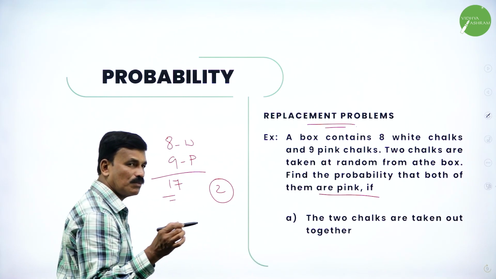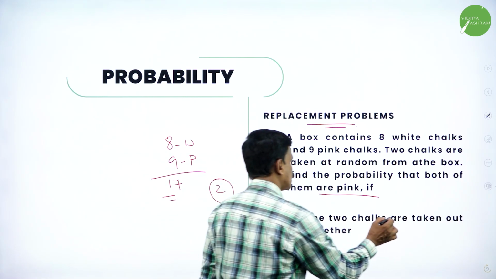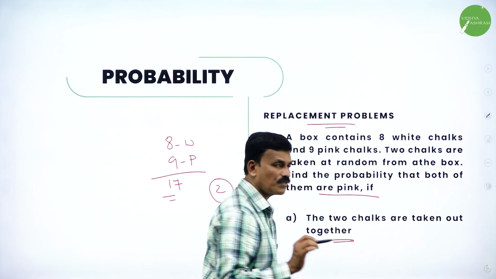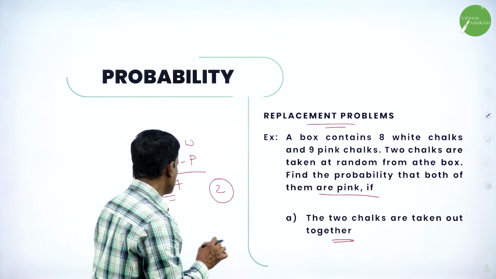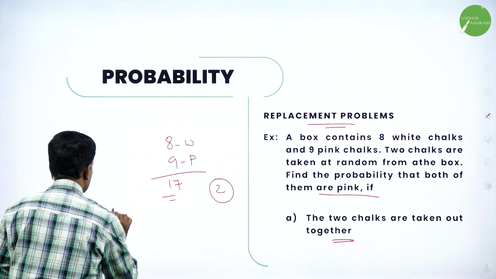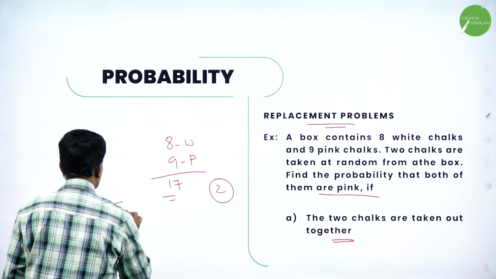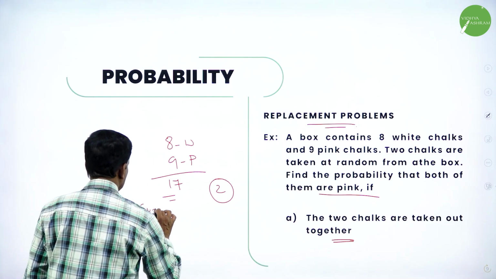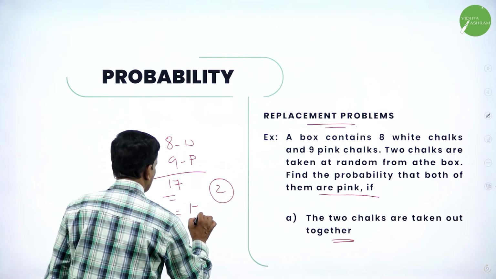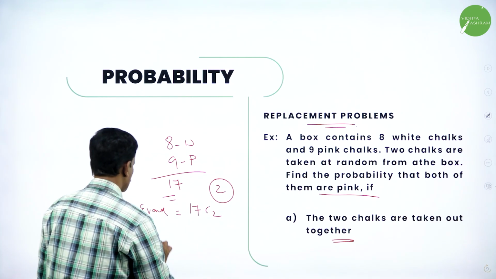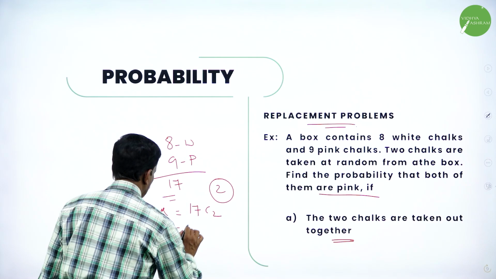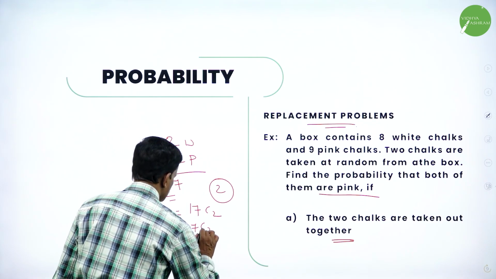So the total number of possible events: here, the 2 chalks are taken out together. First find out the number of possible events. The number of possible events is 17C2. So this is N of S. N of S is equal to 17C2.